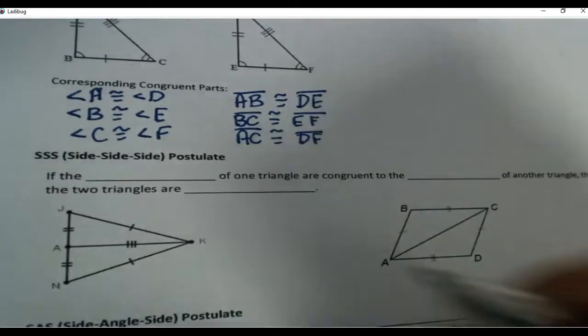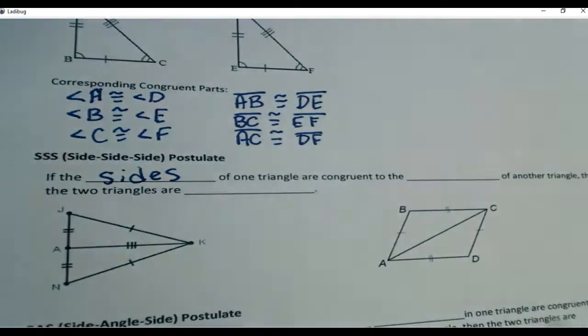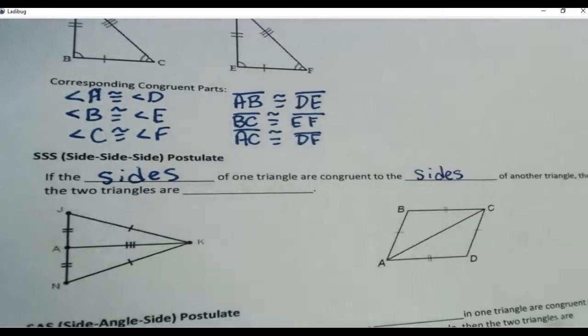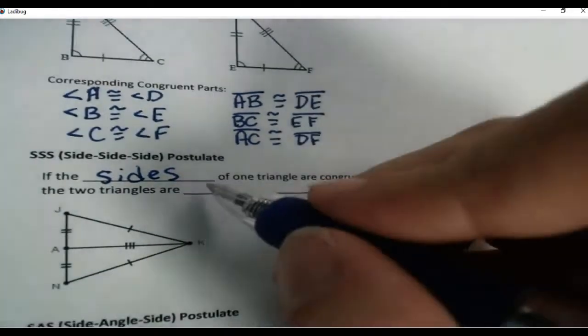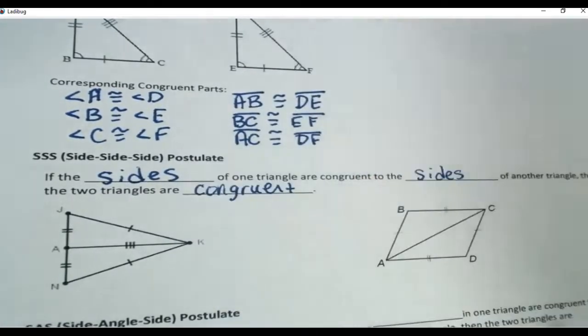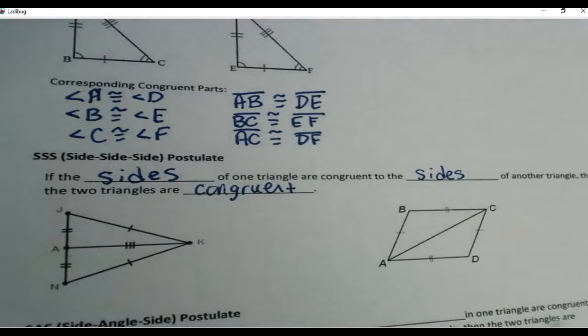So it says if the sides of one triangle are congruent to the sides of another, then the two triangles are congruent. Okay. So in this one, we'll know all of our sides are congruent, but we don't know any of our angles. But if we know the sides are congruent, we can assume that the angles are congruent.